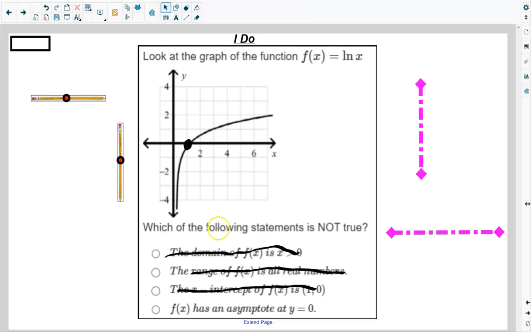And of course, half of you guys got busted with f of x has an asymptote at y equals 0. If I come here, right now I'm at 0. If I go up, that's y equals 1, 2, 3, 4. If I come here, I notice that I get close but do not touch it. That's the asymptote. That's the line x equals 0.